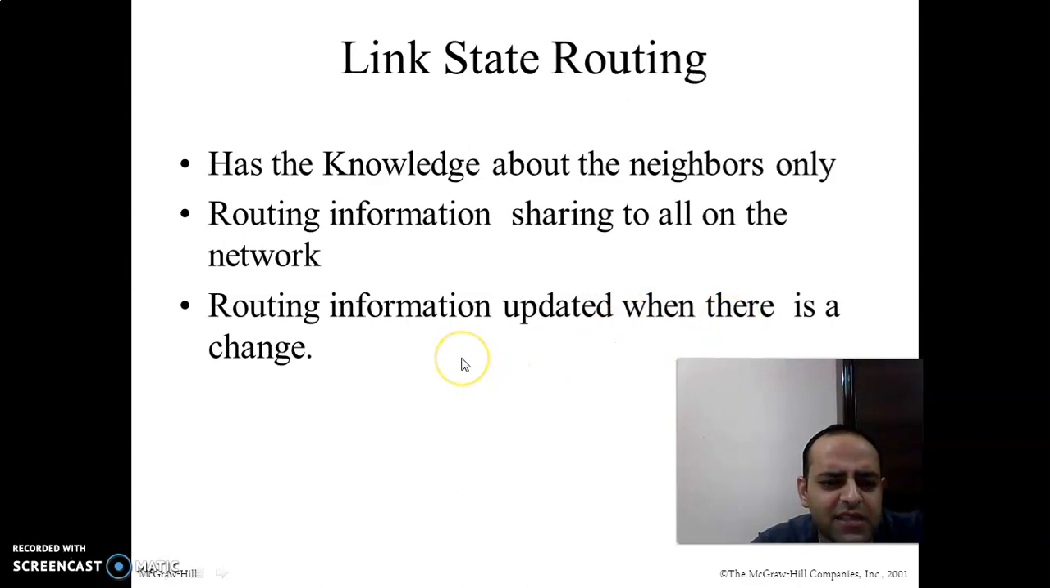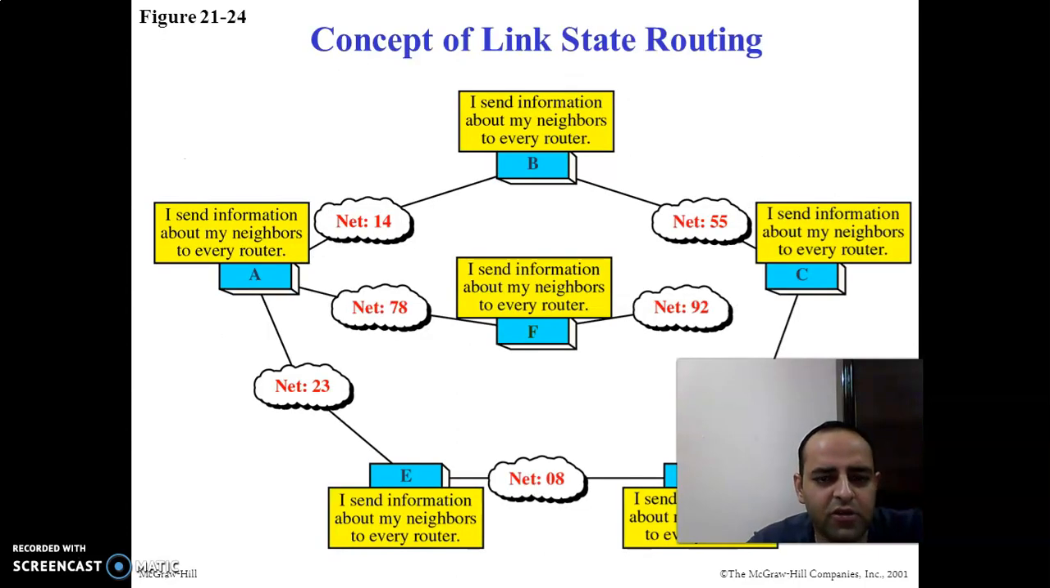A change means suppose you add some computer onto the network, or you remove some computer from the network. That is the change basically. The routing information will not be updated after each 5 seconds like distance vector routing. Here we will only update routing information when there is a change, like when you add or remove a computer. So this is the diagram for it.